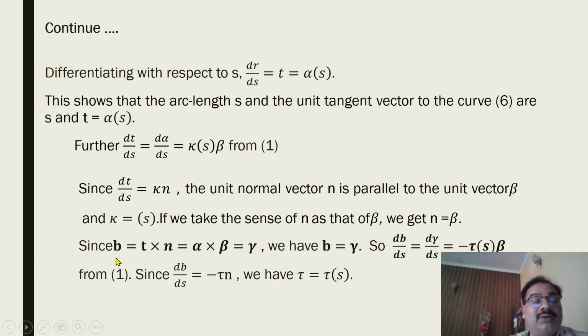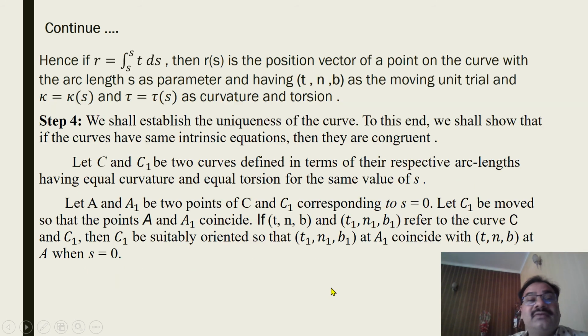Now, since B = T × N, which may be written as α × β = γ, we have B = γ, and so dB/ds = dγ/ds = −τ(s)N. From (1), since dB/ds = −τN, we have τ = τ(s).